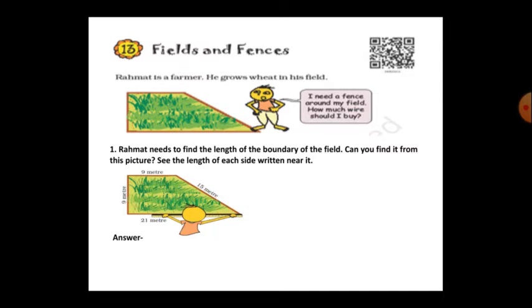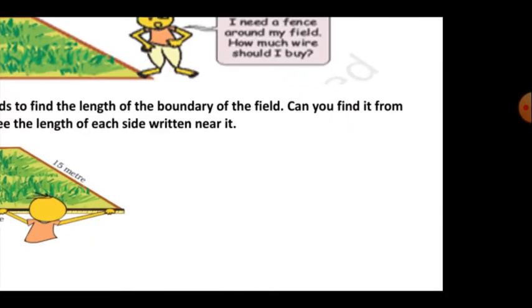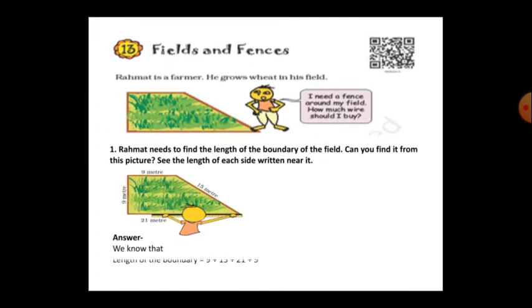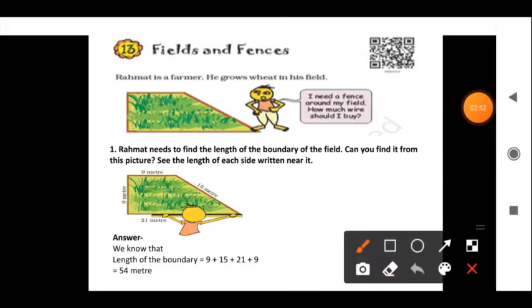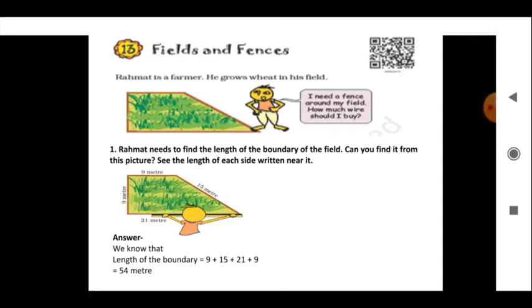What do you have to do? I already told you, you need to find the length of the boundary. How to find it? Length of the boundary means you have to add all the measurements. Here, 9 meter plus 15 meter plus 21 meter plus 9 meter. All the measurements you have to add. If you add, you will get 54 meter. So how much do you need to buy? 54 meter of wire.